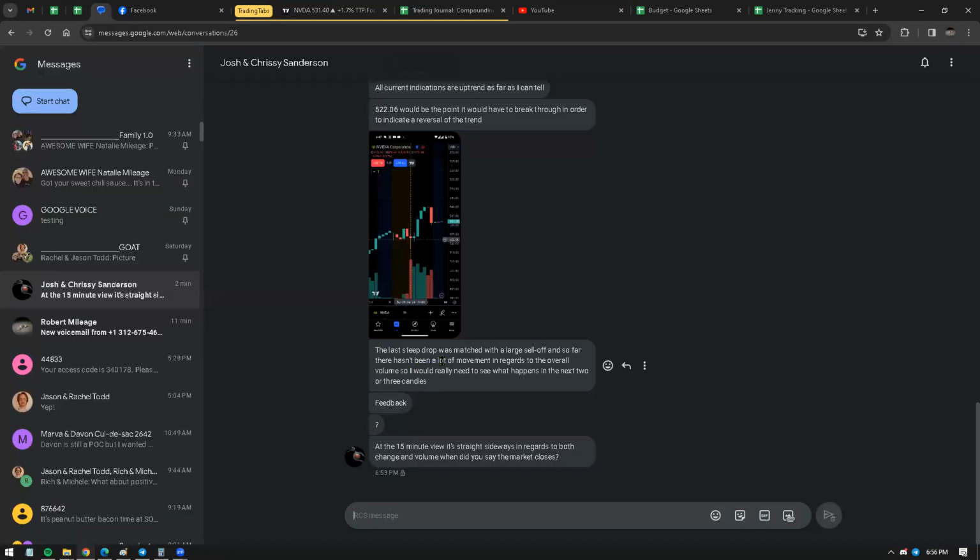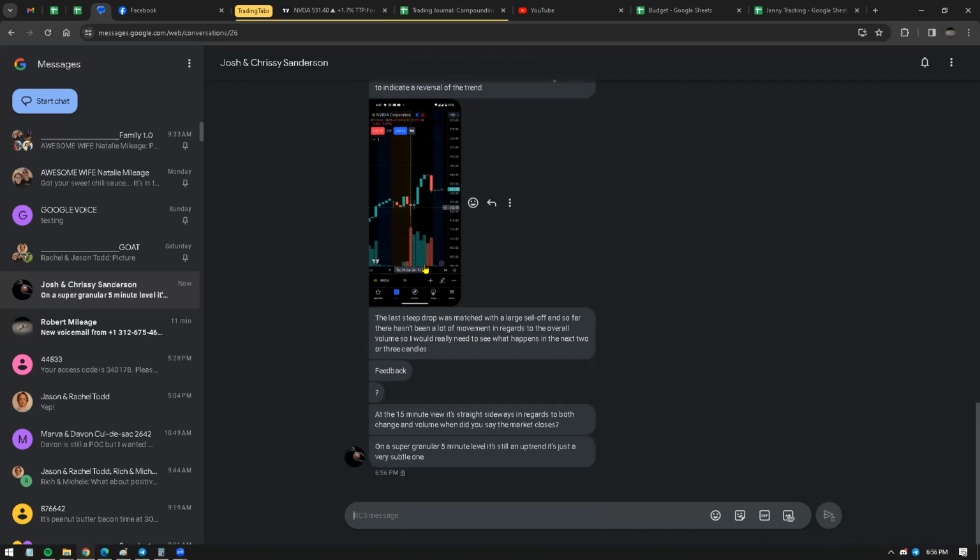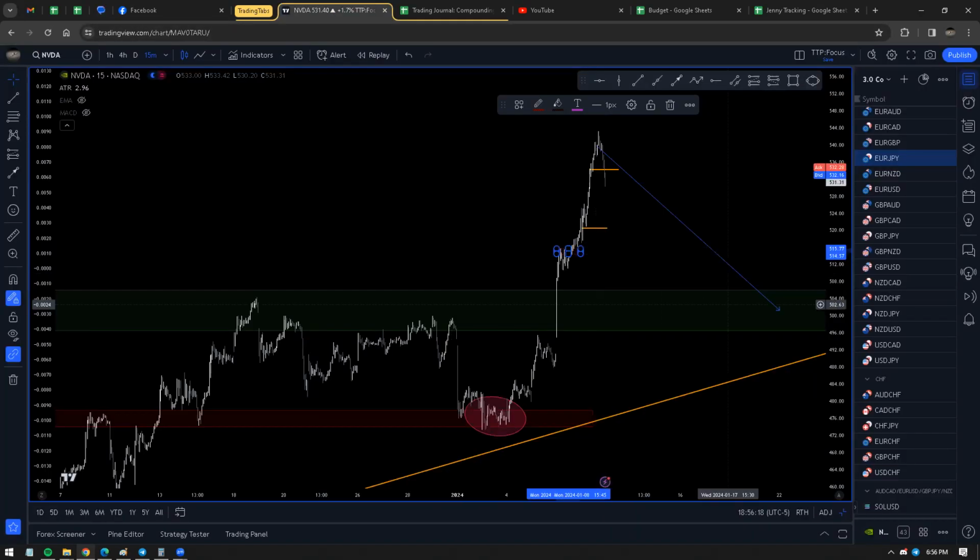What did you say? Last steep drop was matched with a large sell-off. So far, there hasn't been a lot of movement in regards to the overall volume. See what happens in the next 2 or 3 candles. Feedback. Yes. At the 15-minute view, it's straight sideways in regards to both change and volume. When did you say the market closed? The market closed at 4.